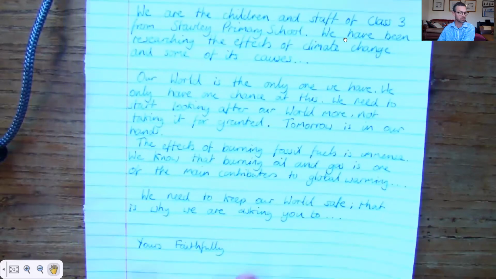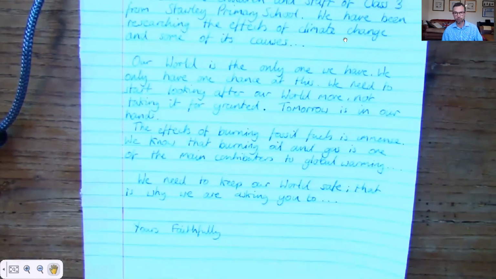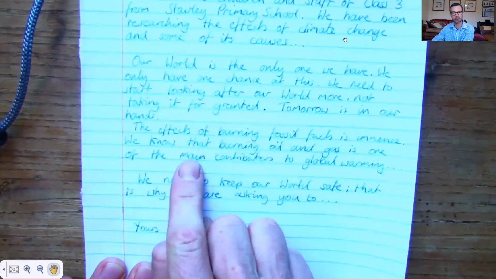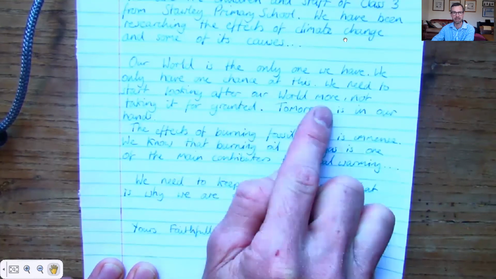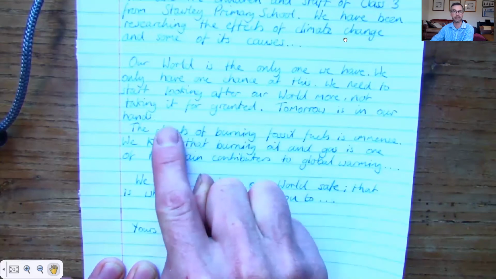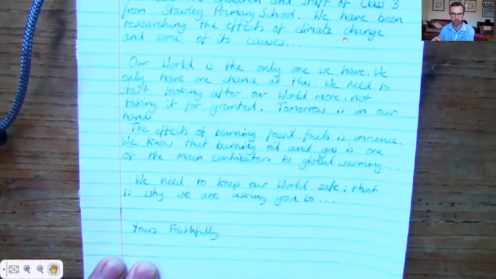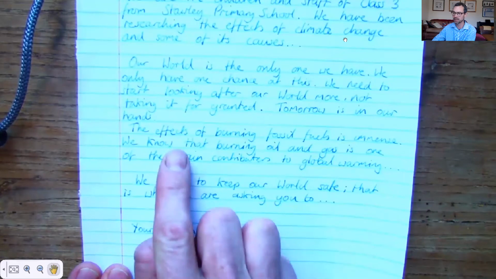Then on to the next section. So this is the inform, informing him about the details of the problem and why something needs to be done. So this is what I've put down. I've actually split it up into 2 paragraphs. So our world is the only one we have. We only have one chance at this. We need to start looking after our world more, not taking it for granted. Tomorrow is in our hands. Some of you might have noticed I pinched that from a song we did in assembly once, but never mind, it's quite a good sentence. I quite like that bit. So that's my rallying call first of all, and then I'm going to start talking about the actual problem itself. That's why I put this bit into a separate paragraph.